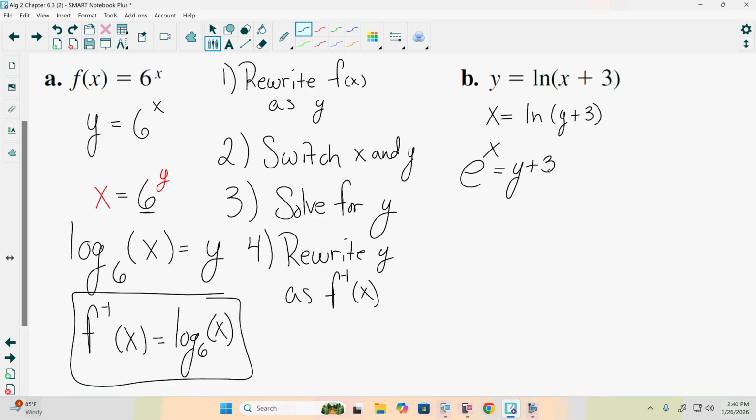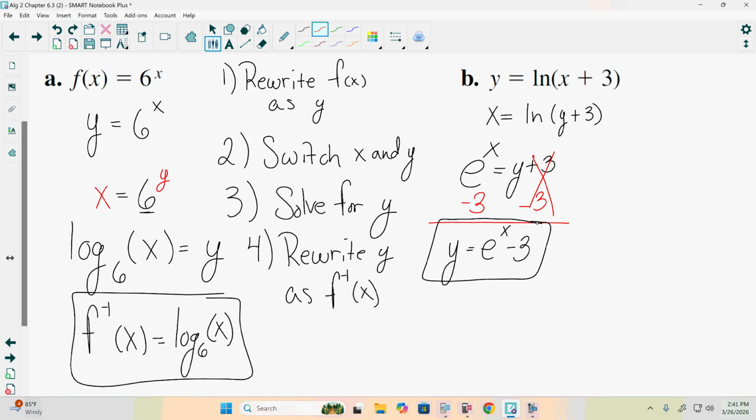Now, to get y by itself, what do we need to do? We need to solve for y by subtracting 3 from both sides. 3 minus 3 will simplify out, leaving y by itself. And that's going to be equal to e to the x minus 3. Questions on this here? Okay. We're ready for the next two.